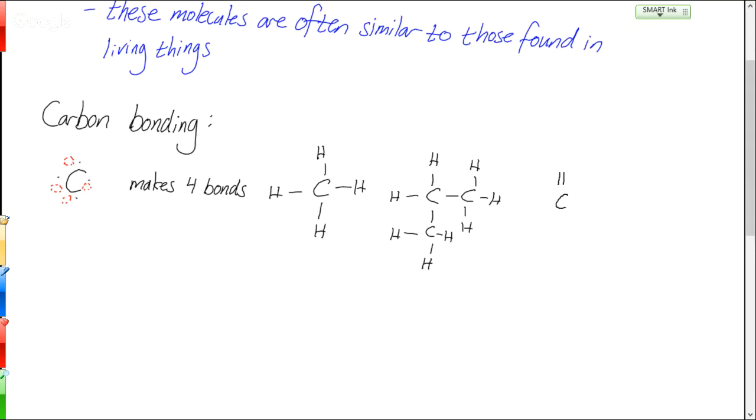We can make some double bonds. We talked a little bit about those before. But carbon always has four. And that kind of predictability has a lot to do with why organic chemistry works so well.